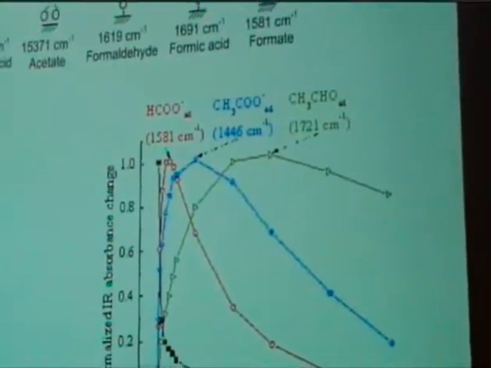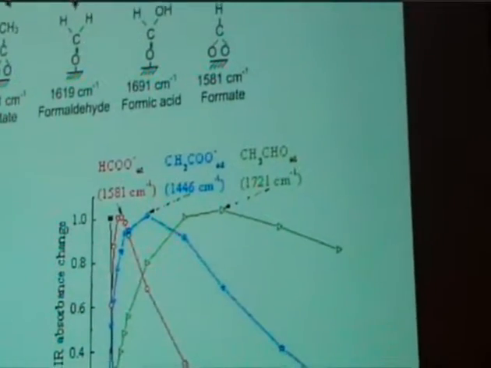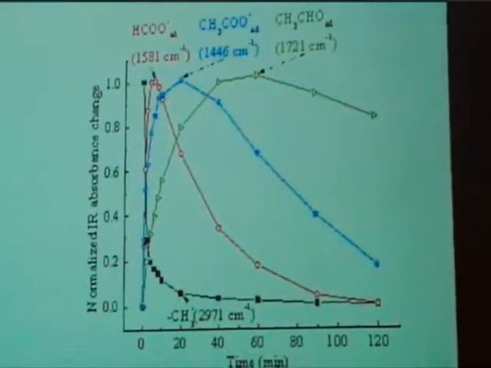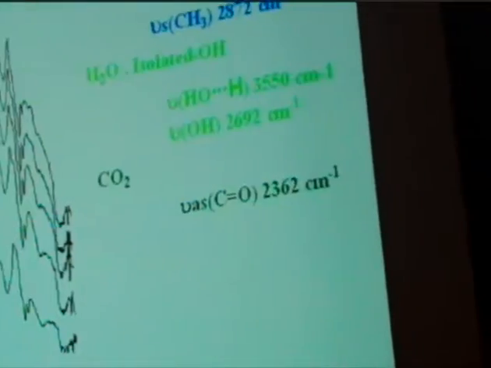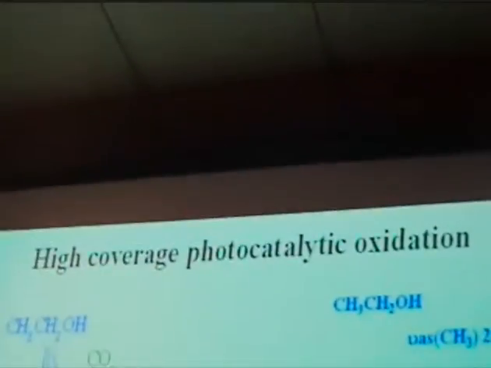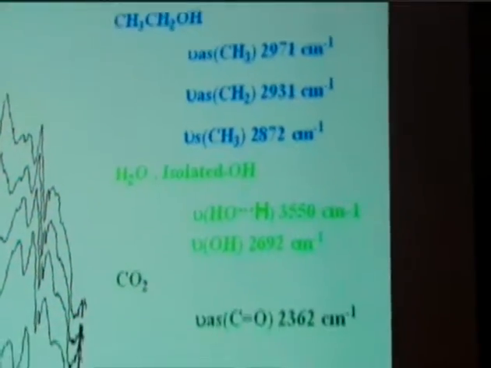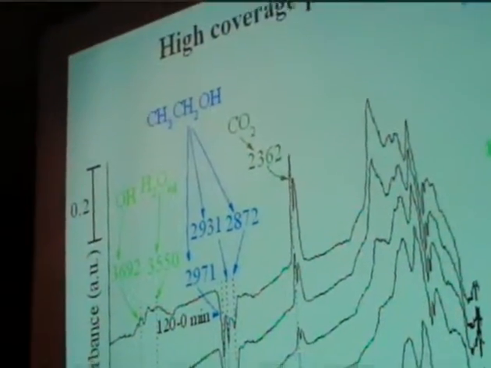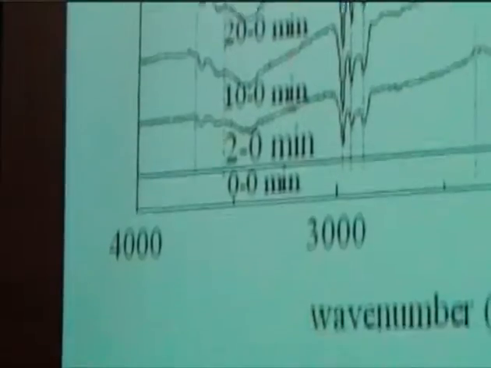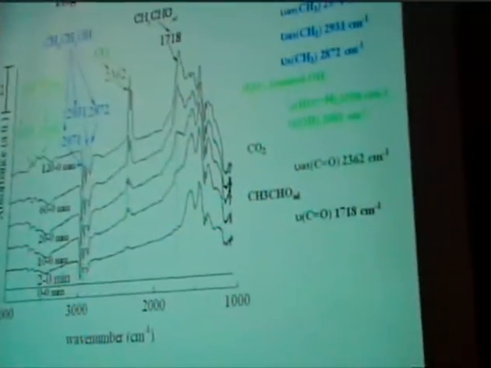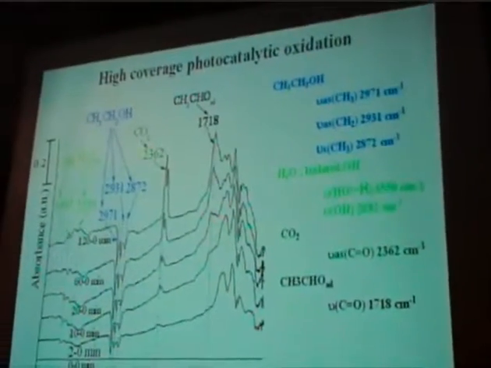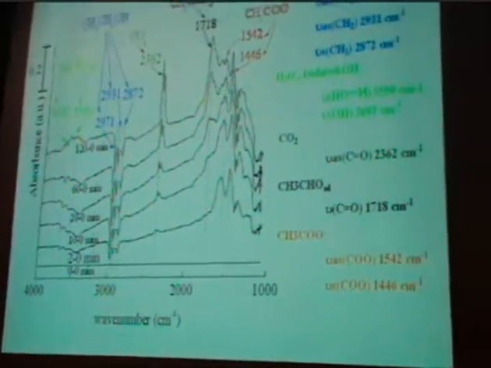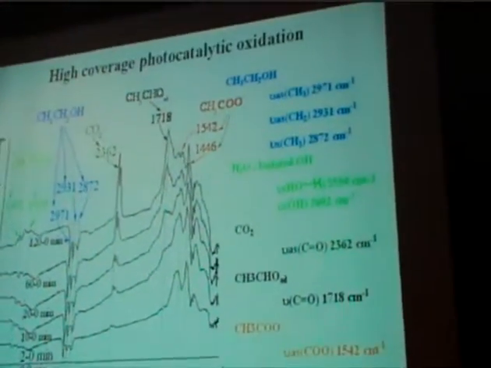Now, as the reaction proceeds, we start seeing the development of acetaldehyde, acetic acid, and acetate, following a different pathway. Now, in the case of high coverage photocatalytic oxidation, again, we see the production of water, the consumption of ethanol, and of course the production of CO2. And in this case, after 120 minutes of reaction, acetaldehyde becomes one of the prominent bands, and acetate is constantly being produced since the beginning of the reaction.